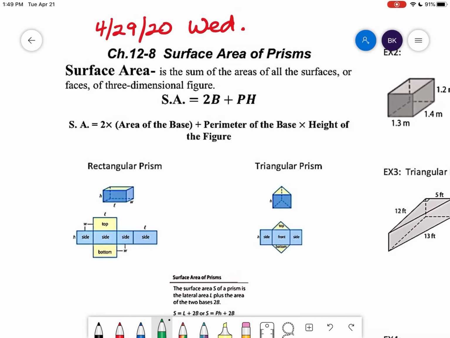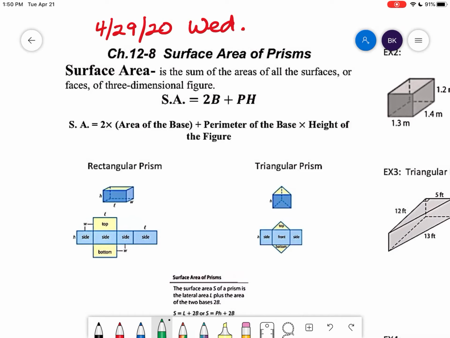Hello, Smarties. It's Wednesday, April 29th, and we're going to be learning our last section of chapter 12, which is section 8, surface area of prisms. And we're going to cover two types of prisms, rectangular prism and triangular prism.